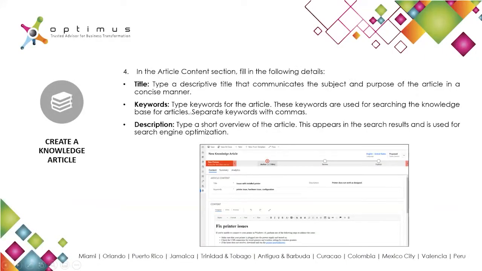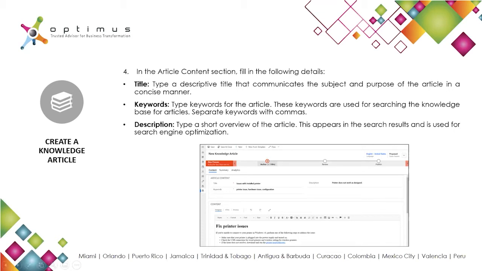Okay, when you click on new, you're going to have a screen with basically two sections with four fields. In the first section, that is the article content, you're going to find a title that is basically the title of the article that describes what you want to communicate, the subject, the purpose of the article, but in a concise manner. I mean, it's just a title. But the most important thing here is the keywords.